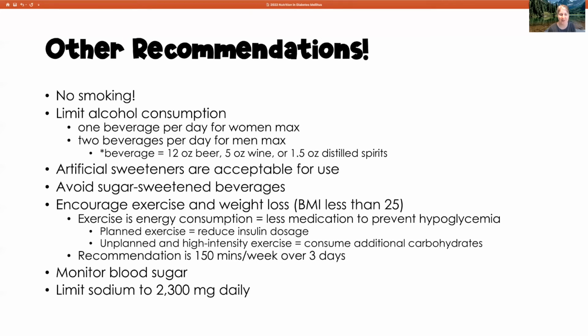Clients who have diabetes can use those, there is no sugar in those artificial sweeteners, so they are acceptable for diabetics. However, we do want to avoid those sugar sweetened beverages, like your regular Cokes, your regular Sprite, iced tea that's sweetened with sugar. We want to avoid anything that is a beverage that is sweetened with sugar. However, artificial sweeteners, those are fine.